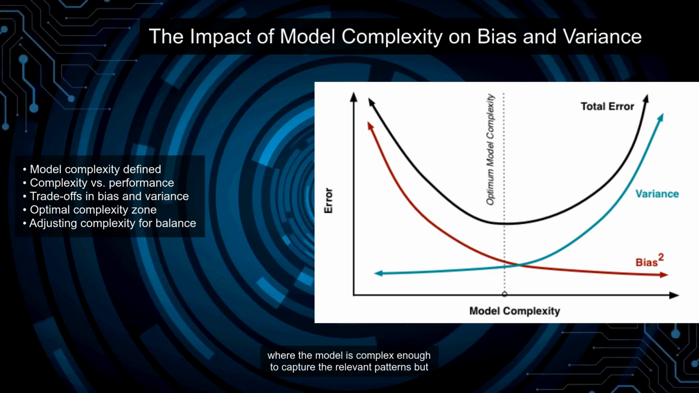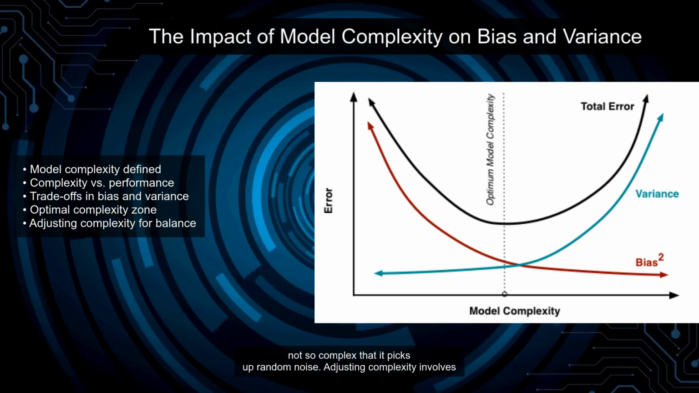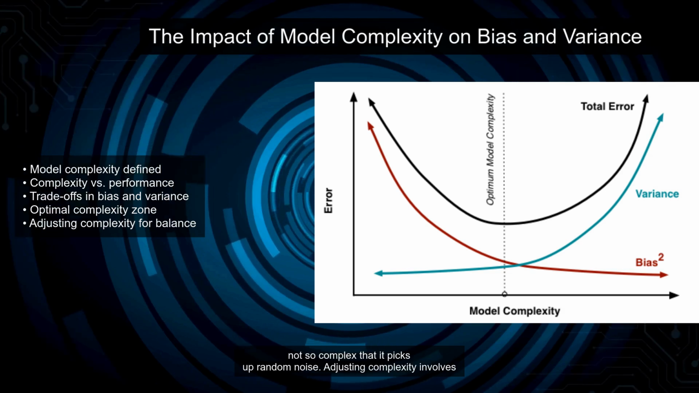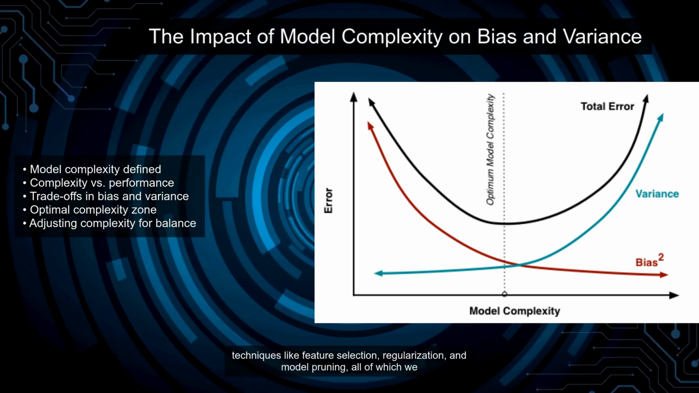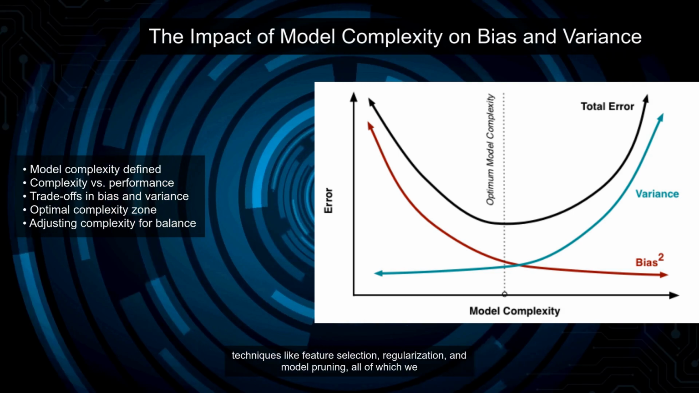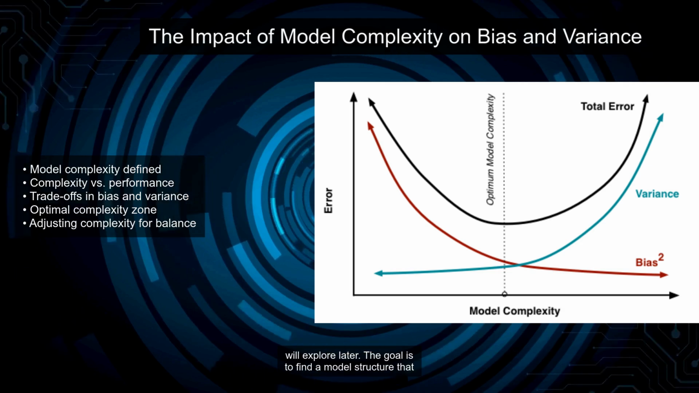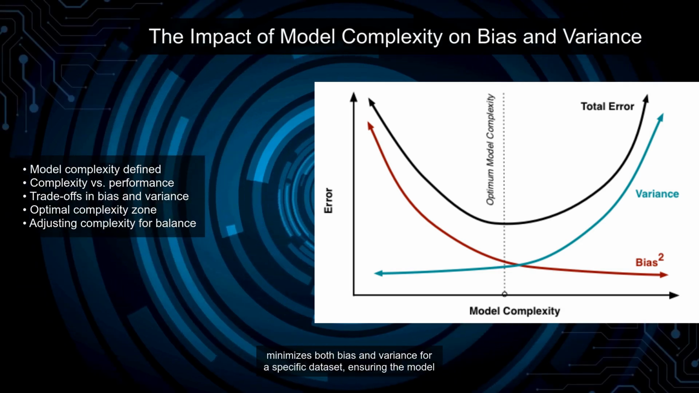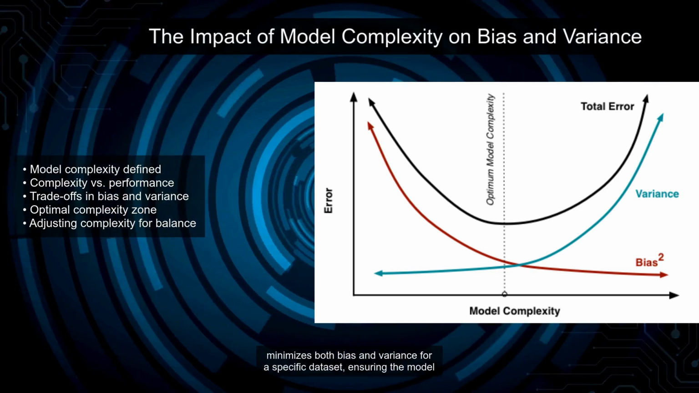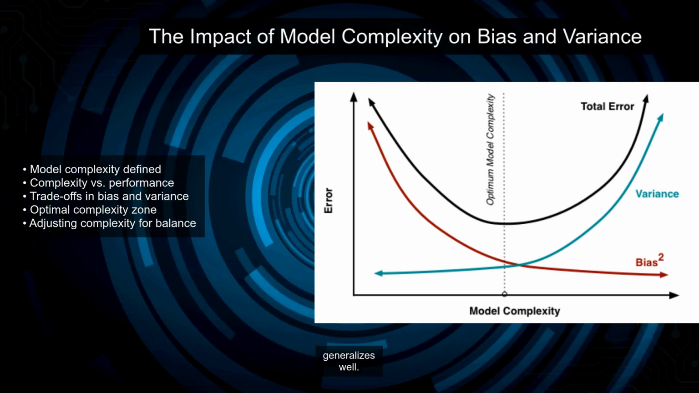The optimal zone lies somewhere in between, where the model is complex enough to capture the relevant patterns but not so complex that it picks up random noise. Adjusting complexity involves techniques like feature selection, regularization, and model pruning, all of which we will explore later. The goal is to find a model structure that minimizes both bias and variance for a specific dataset, ensuring the model generalizes well.